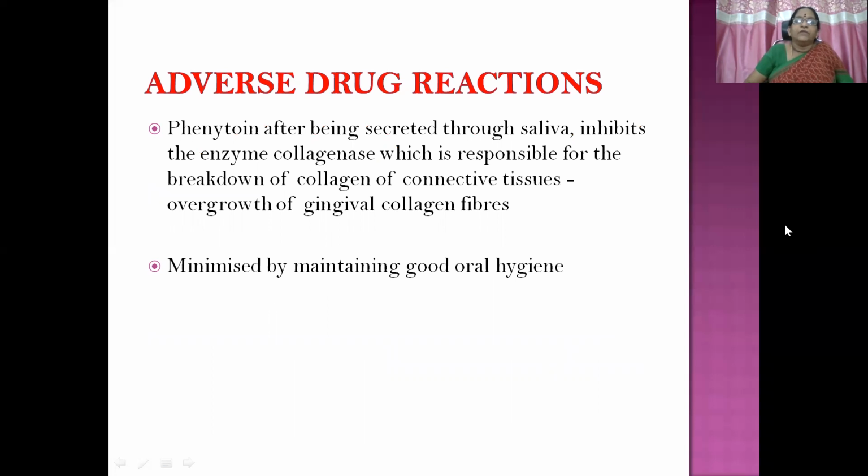So phenytoin gets secreted through saliva, and that is a very important factor for the development of this ADR. It inhibits the enzyme collagenase, which is responsible for the breakdown of collagen of connective tissue. So there is no breakdown. Because of the inhibition of the collagenase enzyme, there is overgrowth of gingival collagen fibers. Okay. So this can be prevented by maintaining good oral hygiene.